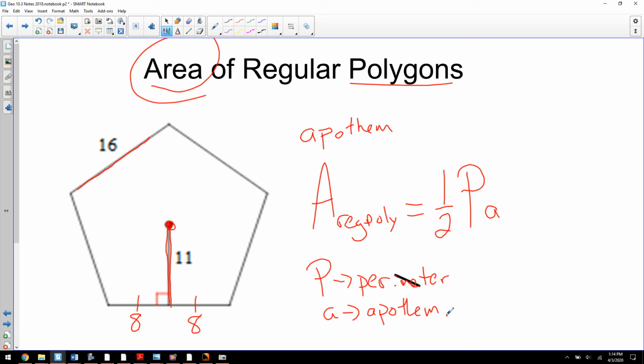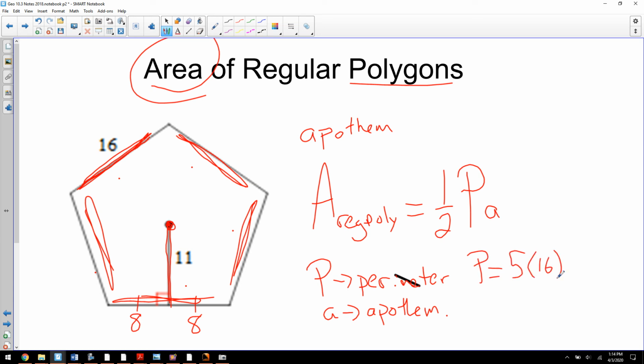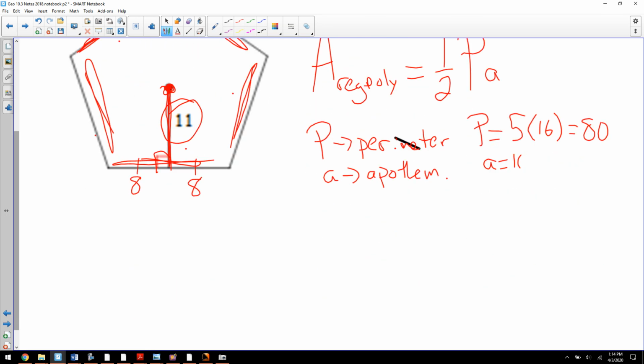So remember, in order to find the perimeter of any object, you have to add up all the sides. If each one of these sides is 16, there are 5 sides of 16. You'd multiply that out, and you should get 80. The apothem is the segment drawn from the center of the polygon, perpendicular to a side, and in this case, it's given to us. It's 11. So we take the formula, 1/2 times our perimeter, 80, times the apothem of 11.